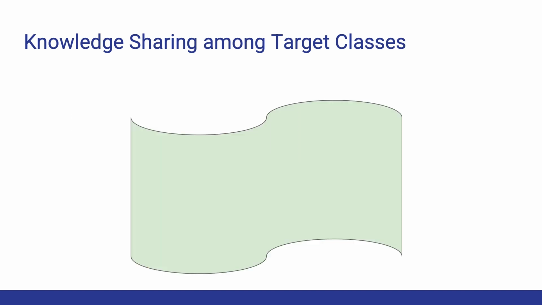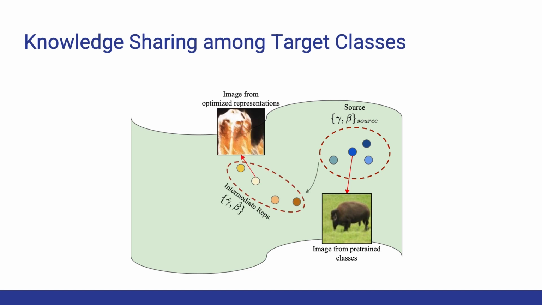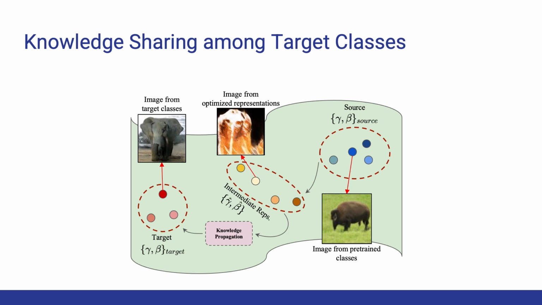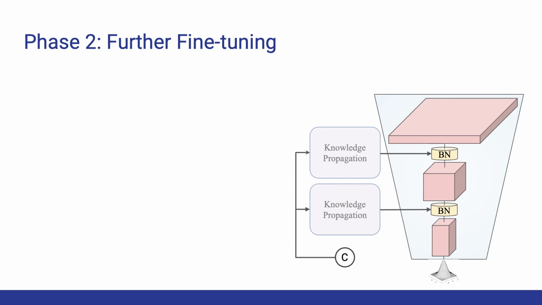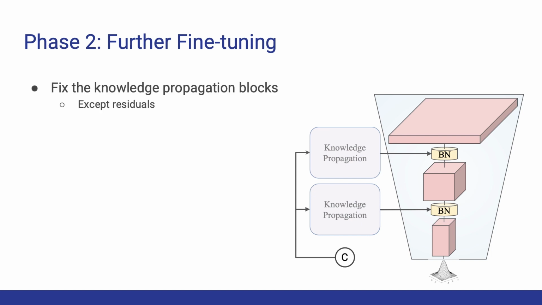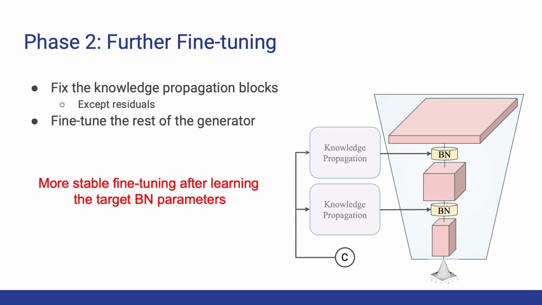In order to enable the model to exploit the common information shared among target classes, we propose to allow the target classes to optimize the source parameters together while learning the similarity scores, making them more suitable for transferring to the target dataset. In the second phase of the training, we fix the learned similarity scores as well as the optimized source representations, and further fine-tune the rest of the generator on the target data. Learning the target batch normalization parameters before fine-tuning provides a better initialization, which results in a more stable transfer.